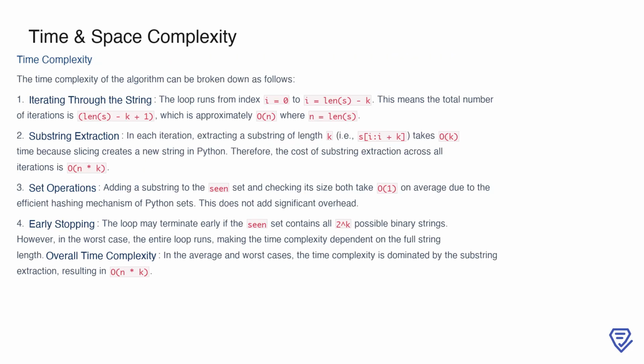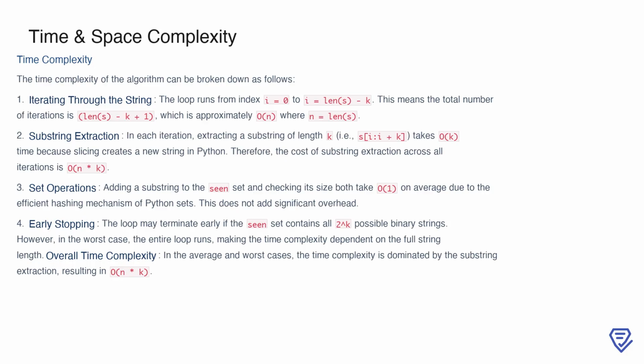Here, we break down the time complexity of the algorithm. First, we iterate through the string, with the loop running from the start of the string to a position where a substring of length k can still be extracted. This gives us approximately n iterations, where n is the length of the string. Within each iteration, we extract a substring of length k, which takes O(k) time, and slicing in Python creates a new string. Multiplying the number of iterations by the cost per iteration, we arrive at O(n*k) for substring extraction.